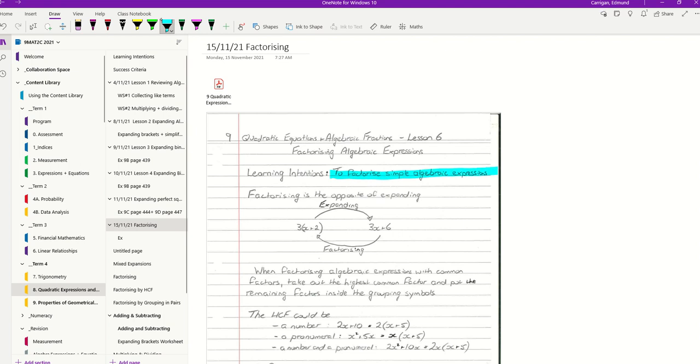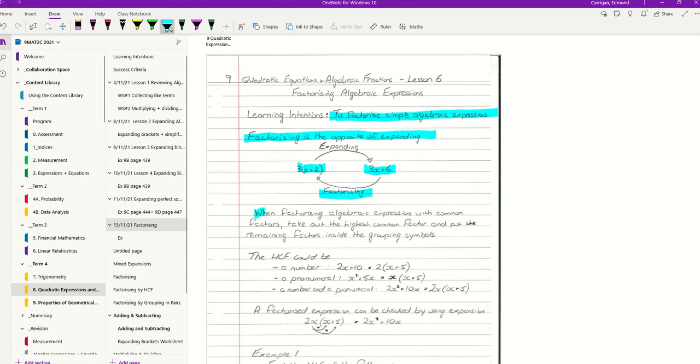So remember, factorising is the opposite of expanding. If we expand 3 outside of x plus 2, we multiply 3 by both things inside the bracket, we end up with 3x plus 6. Factorising is going the other way. So factorising is going from where we have it all expanded, we want to try and make it a sum of factors, so we're essentially putting it back into brackets.